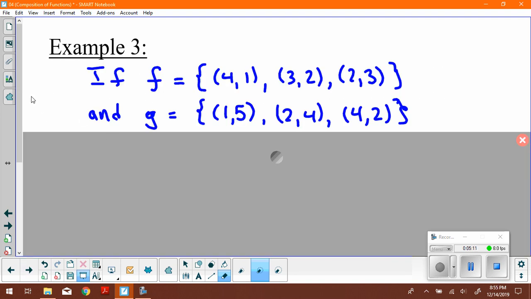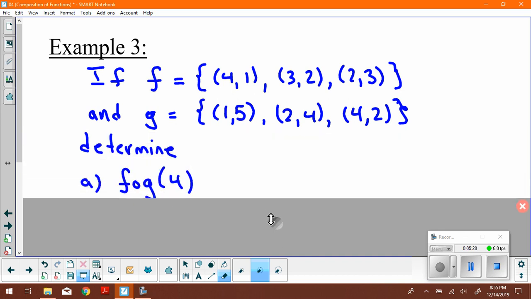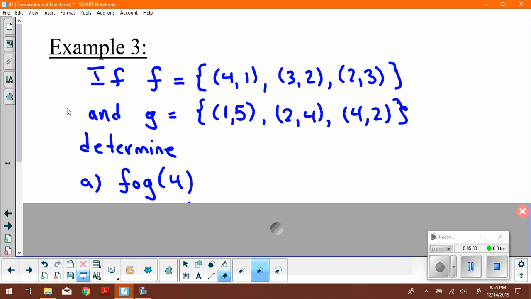So we're going to take a little step back here and go to some point tables. If my function f is these 3 points, (4, 1), (3, 2), and (2, 3), then my function g is (1, 5), (2, 4), and (4, 2). We're going to determine a few things. So here's our first one. We're going to figure out what is f of g of 4.